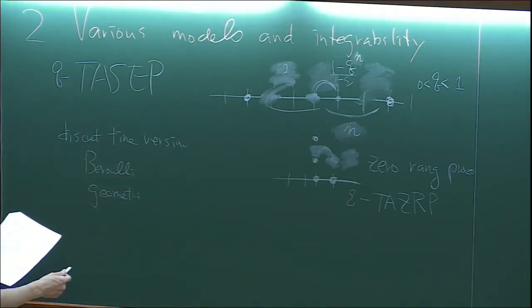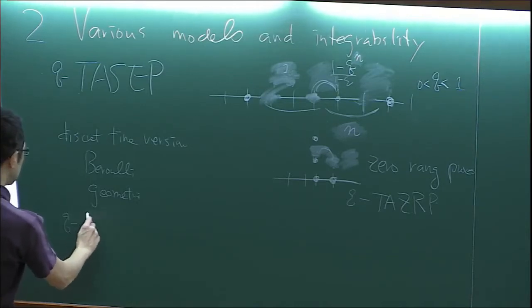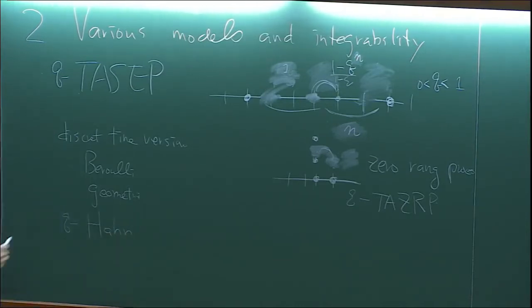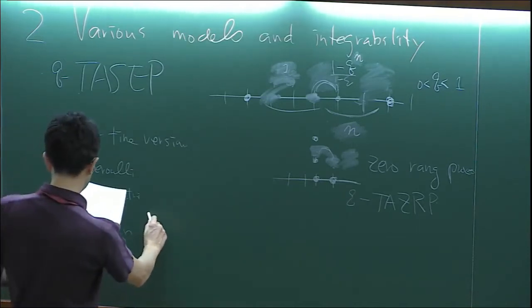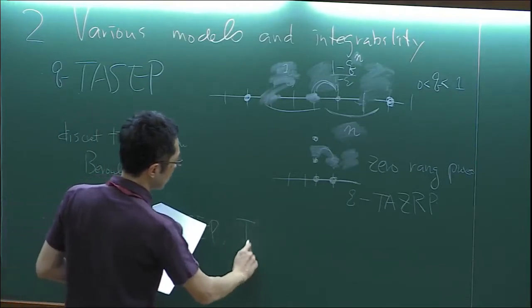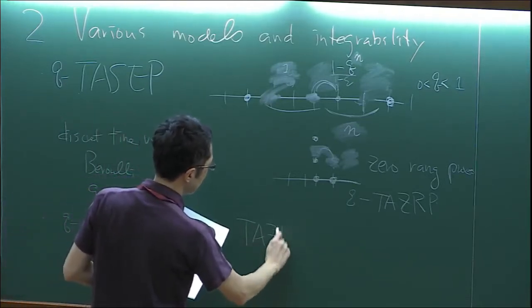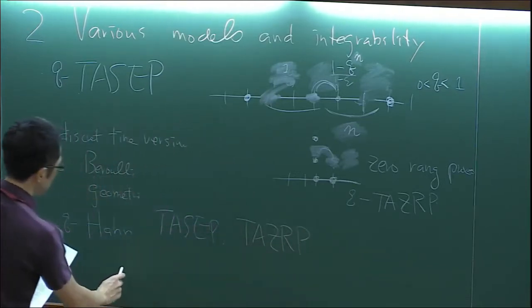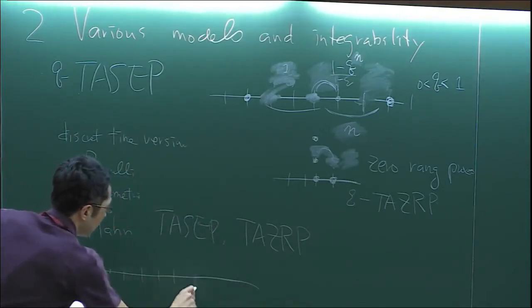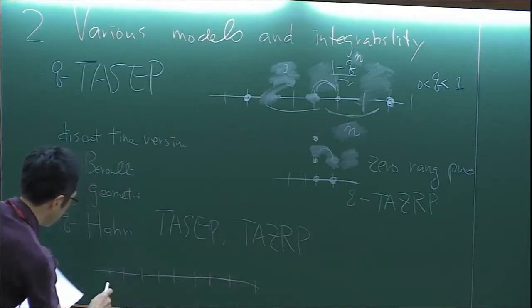Right. There's a further generalization, which is also important somehow in the theory, which is called q-Hahn TASEP, and also the corresponding TAZRP. This is a discrete time Markov process.